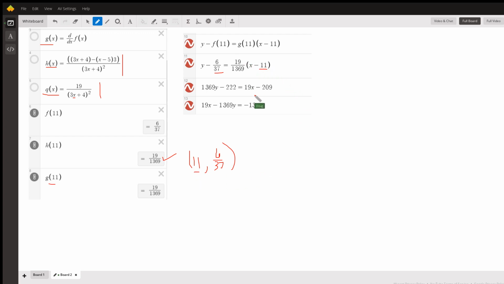And you could change the form of that. If you wanted to, you could clear the equation of fractions, which I did by multiplying every term by 1369. And then I put it in standard form. You could also simply remove these parentheses, then add 6/37 to both sides, and you would have slope-intercept form.